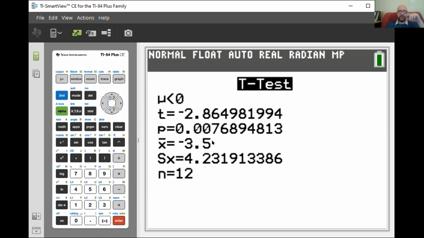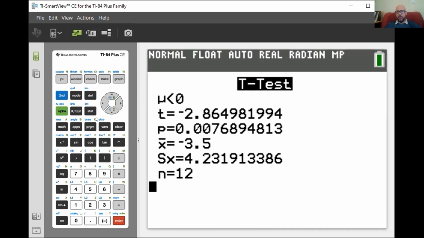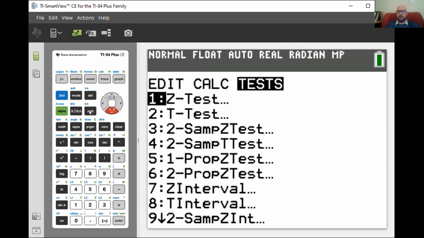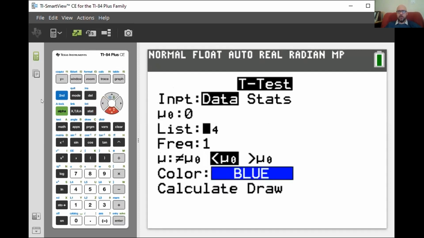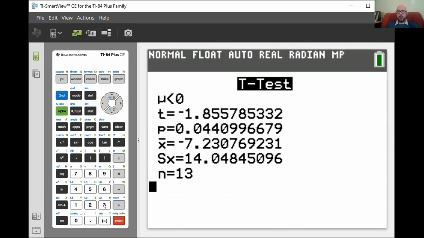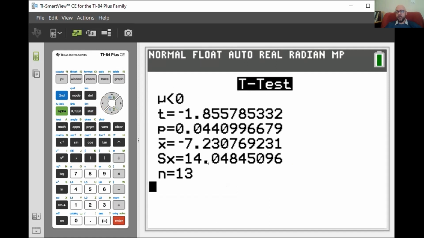Here's why we can be more sure now. Look at the standard deviation. The sample standard deviation here is 4.2 pounds. If we do a t-test on L3, I think the standard deviation was about 14. Yeah, it's about 14. So having that one crazy outlier in the data makes the standard deviation so much bigger. The p-value actually gets smaller when we remove it, even though it accounts for most of the weight loss.